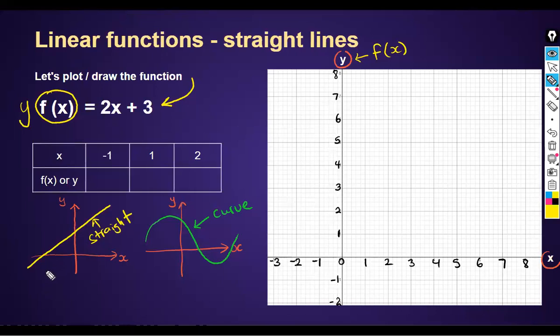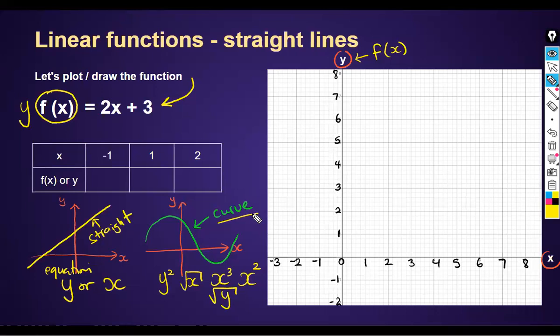Very easy. Whenever the equation they give you only has simple things like y or x, you will get a straight line if you attempt to draw it. If your equation has fancy stuff in it, by fancy stuff I mean like a y squared, or a square root of x, or x squared, or an x cubed, or even the square root of y, once you start to see fancy things like this, you know 99.9% of the time you are going to get a curve.